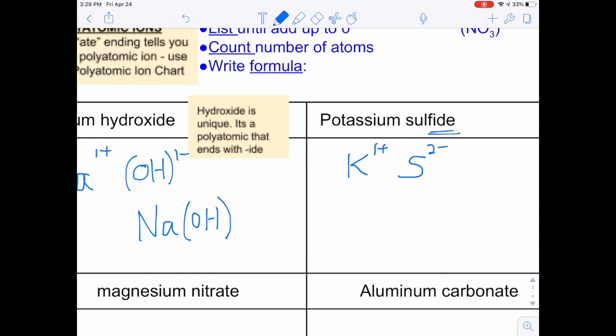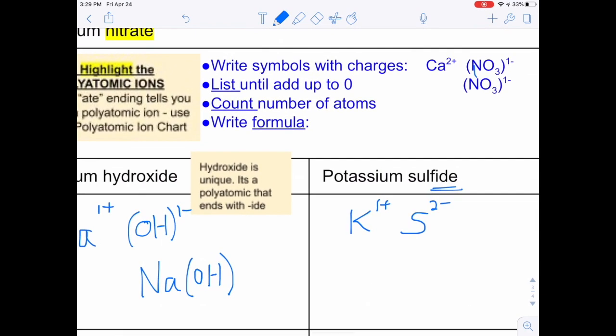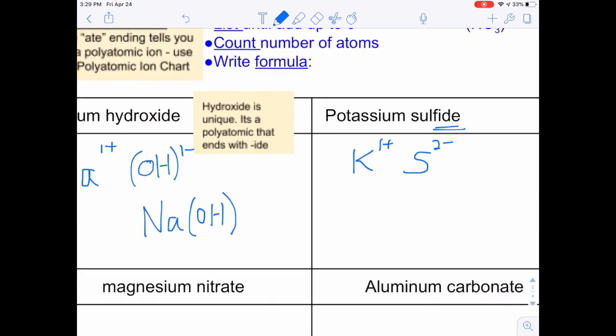So first step, write the symbols with charges. Second step, list until they add up to 0. Do they add up to 0? No, +1 and -2 do not add up to 0. So I need more positives to start to balance out that negative. Now do they add up to 0? +1 + 1 is +2, plus -2 is 0, yes.